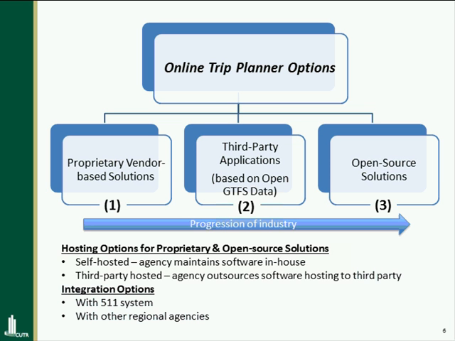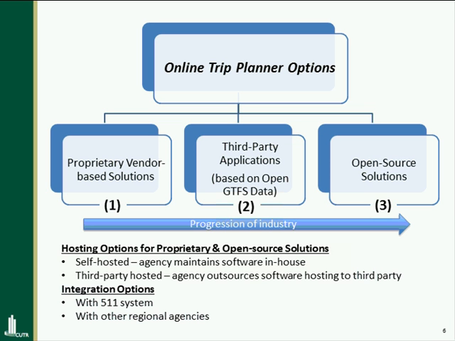So the first is proprietary vendor-based solutions, and these are the commercial products that have been around in the transit agency for a while. The second area is third-party applications, and these are based on data that are openly shared by transit agencies, but the third-party applications are not directly provided by the transit agency itself. So there's really a separation between the agency and these types of applications. And Google Transit is an example of one type of third-party application.